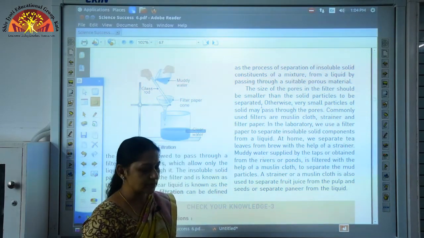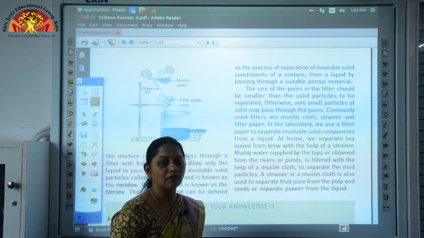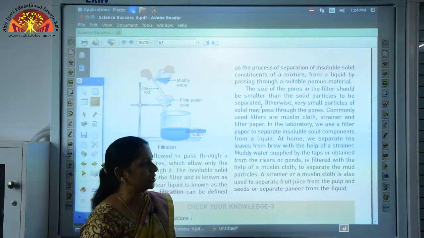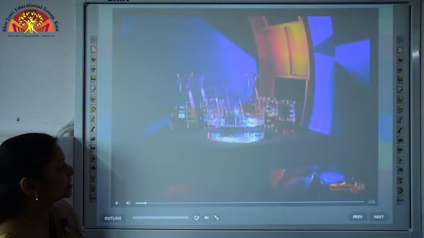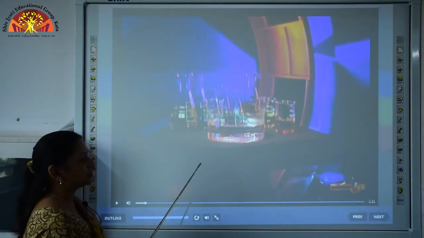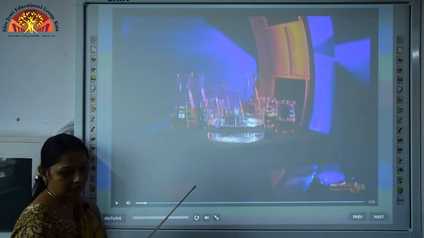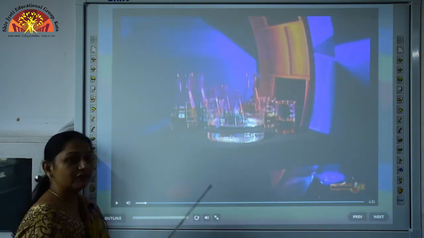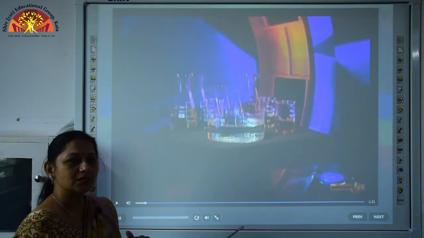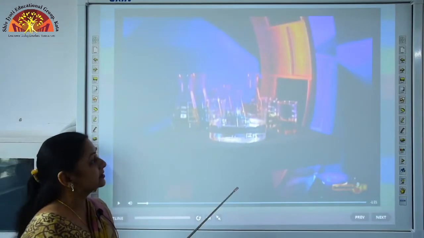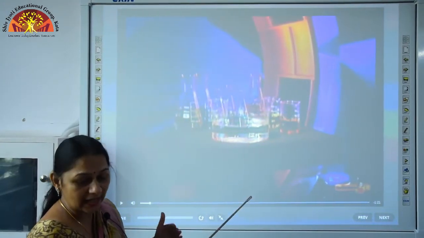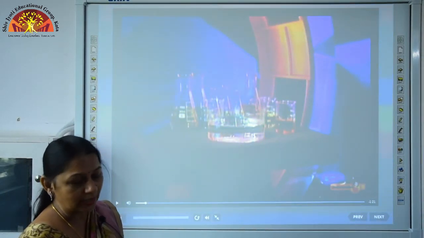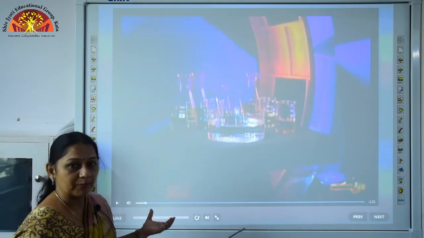So, we are going to understand this process of evaporation with the help of a simple video. So, students, evaporation can be understood better with the help of this video. Evaporation is a process when a liquid converts into gaseous state on gentle heating and it converts into vapors, such that the liquid does not boil, and this process is called evaporation.